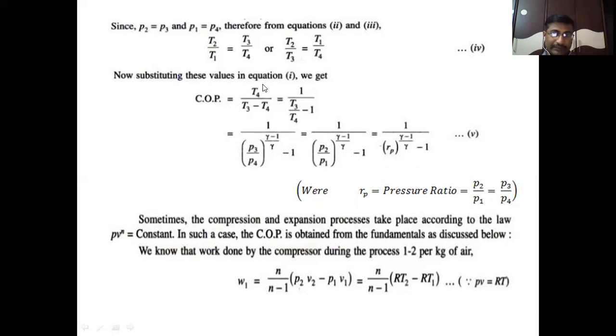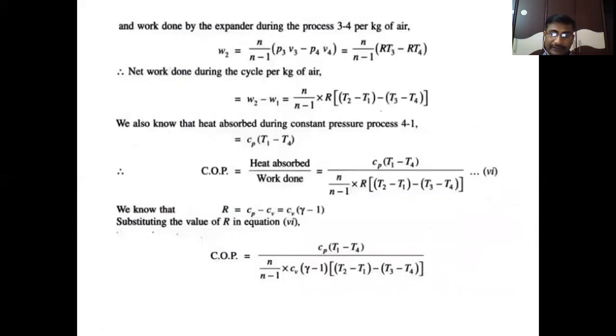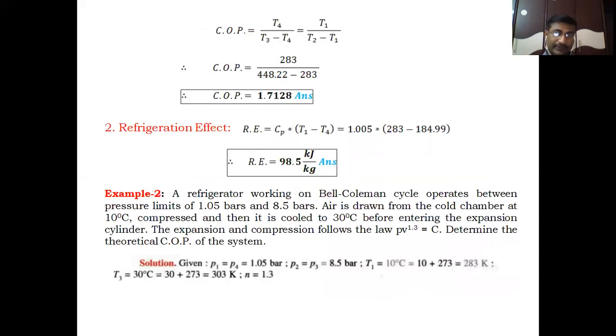That is the temperature across the turbine or the temperature across the compressor. We can take the temperature values, then we will get the COP value. So COP equal to T4 by T3 minus T4, that is equal to T1 by T2 minus T1, which can also be written for the COP. Both can be used, across the compressor or across the turbine. Therefore, COP equal to 283 divided by 448.22 minus 283. If we use this formula T1 by T2 minus T1, then we will get the COP 1.7128. Okay, this is the COP of the Bell-Coleman cycle.